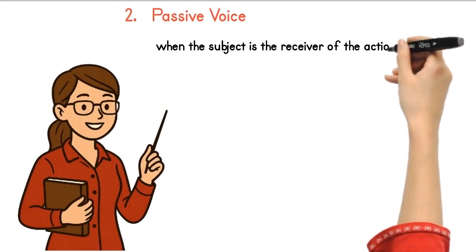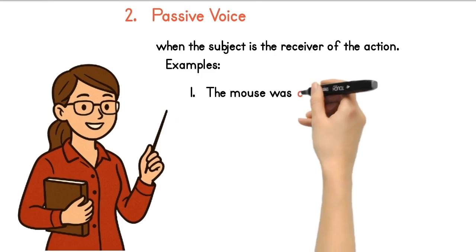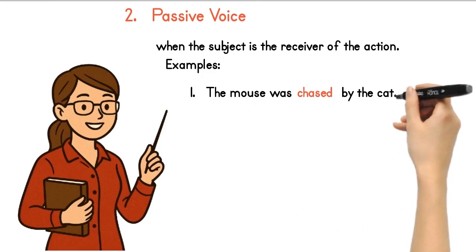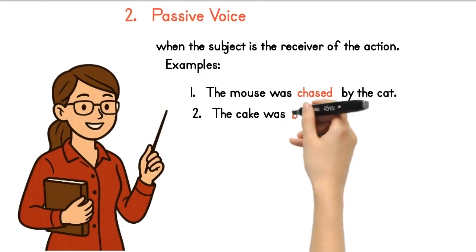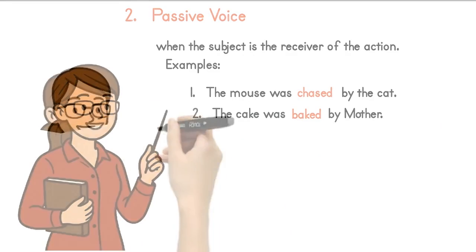The verb is in the passive voice when the subject receives the action. Examples: The mouse was chased by the cat. The subject, mouse, receives the action, chased. The cake was baked by mother. The subject, cake, is the receiver of the action, baked.